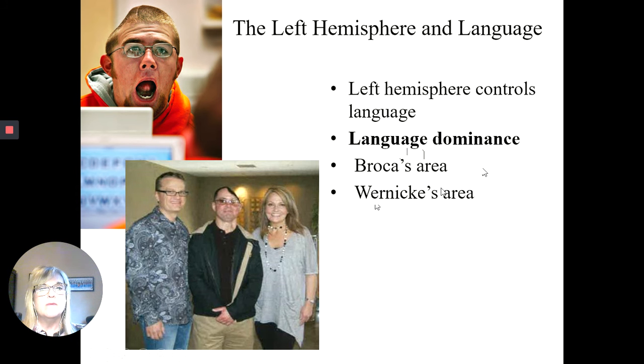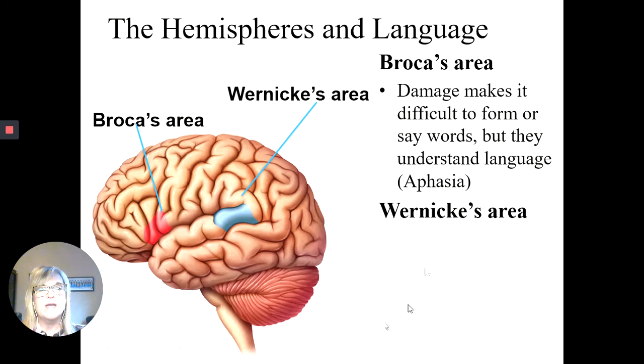So we're going to talk about the two different areas that we've been able to identify due to strokes. The first one is called Broca's area, and it's right here in the frontal lobe, and it's actually pretty near the motor cortex that we haven't talked about, but the frontal lobe controls all of our motor movements as well.